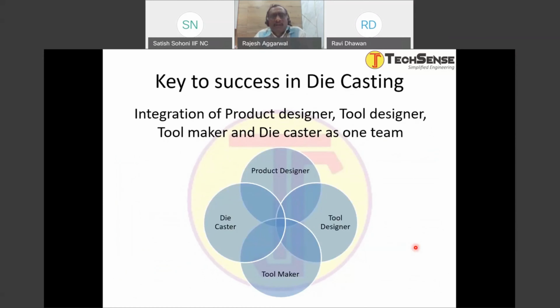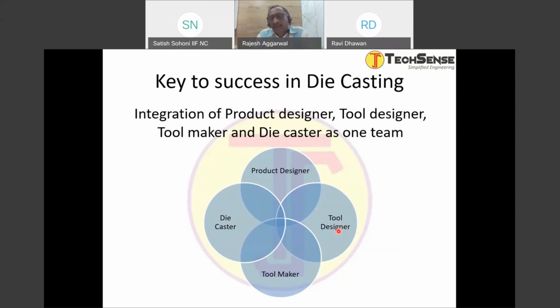Right? Now, again, the important point, which I usually share during all my sessions: the integration of the product design, tool making, and the die casting as one team is very, very crucial to the success in die casting. If you miss out any of these variables, it will lead to failure. The product designer has made the product design with some intent, and if it is not known to the tool designer, he will miss out something. Whatever you do, the casting will fail.